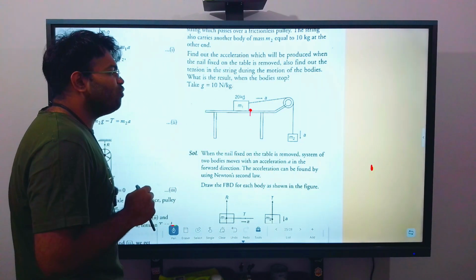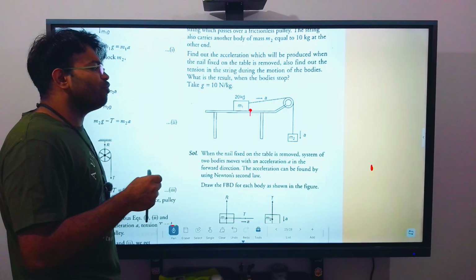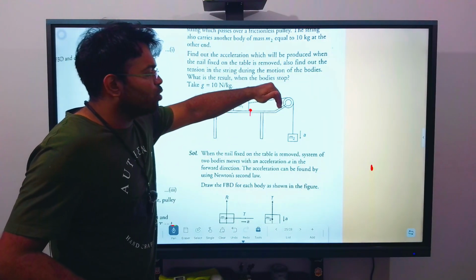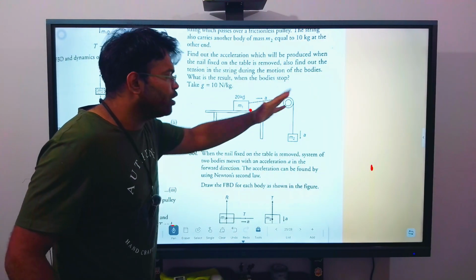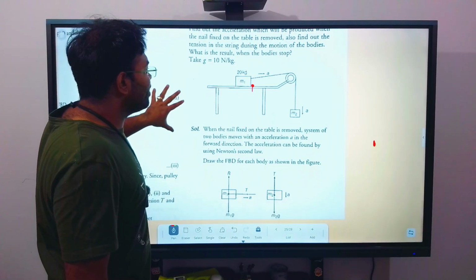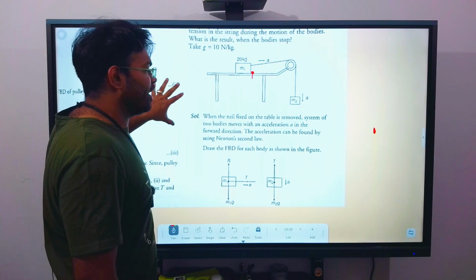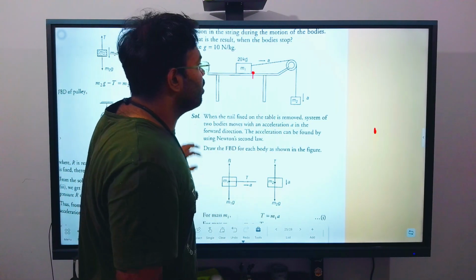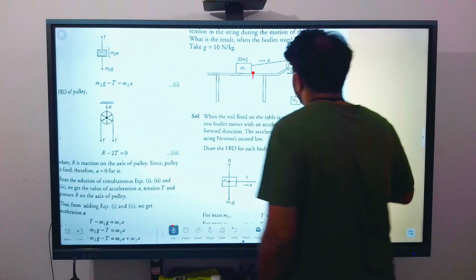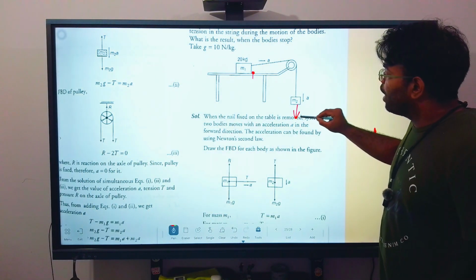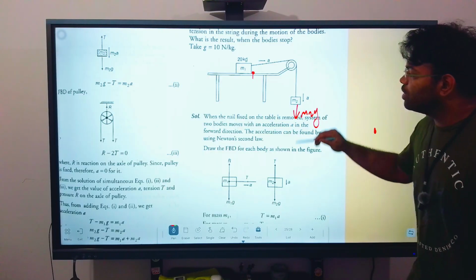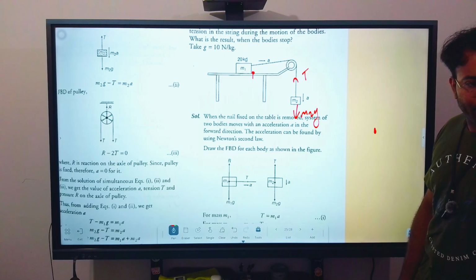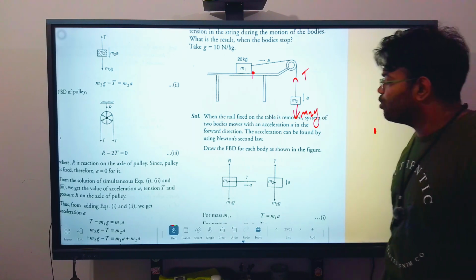When the nail fixed on the table is removed, the system of two bodies move with an acceleration a. This m2 is going downwards, this m1 is going towards the right. The acceleration can be found using Newton's second law. From the free body diagram of each body as shown in figure, we know that in m2 you have m2g acting downwards and there is a tension acting upwards.